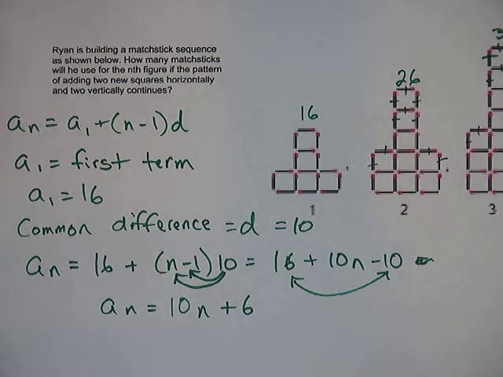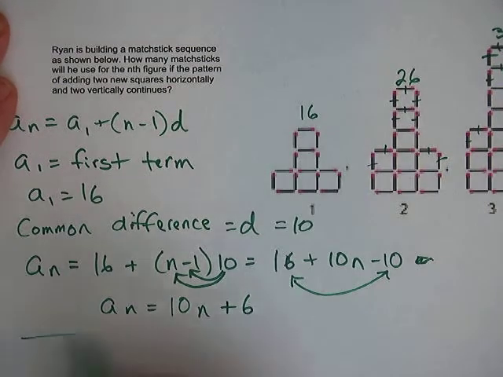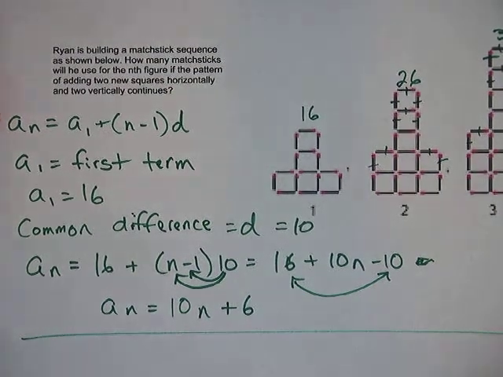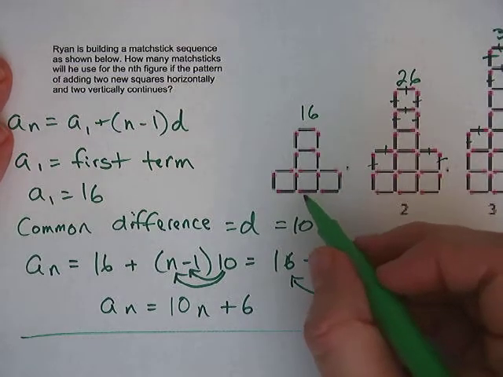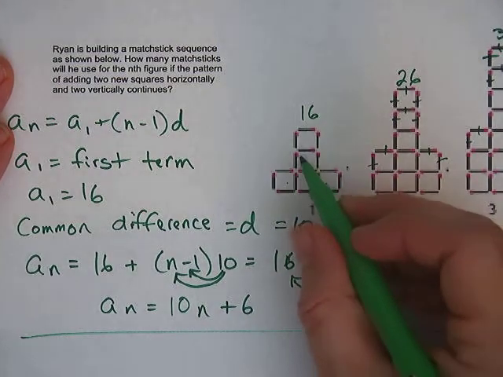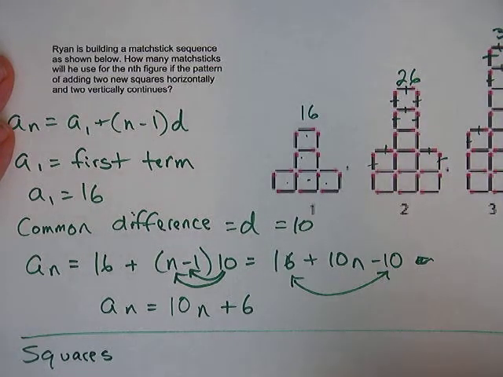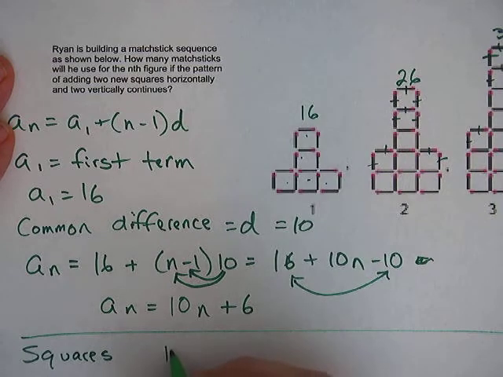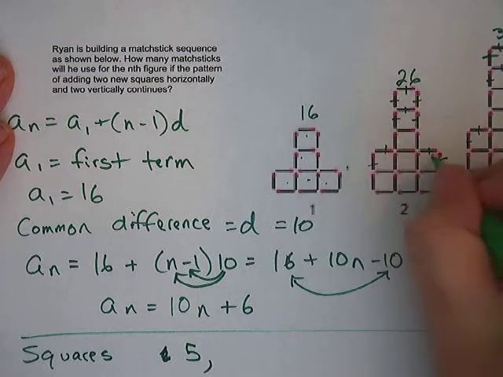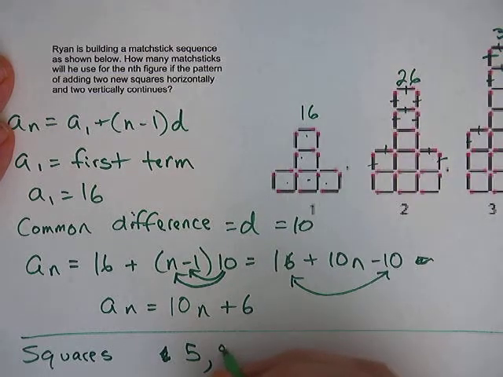Okay, I'm going to take this a step farther and do this in terms of not matchsticks, but in terms of boxes or squares, whatever you want to call them. This is not part of what the problem asked, but I'm going to add it. So let's look at the first term in terms of how many squares we have: 1, 2, 3, 4, 5. Let's write this down, squares this time instead of matchsticks. So our first term has 5.